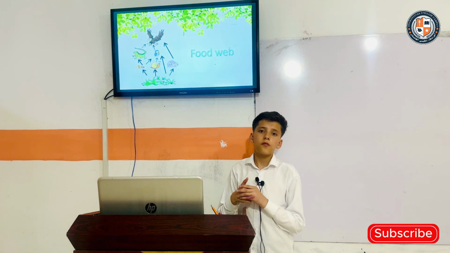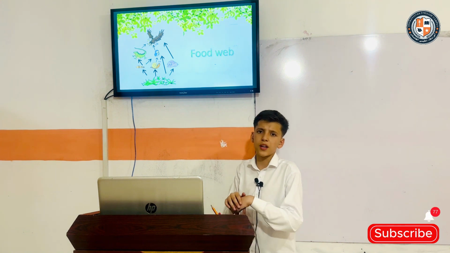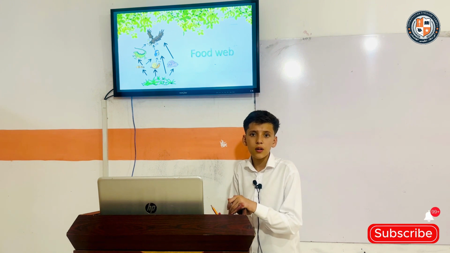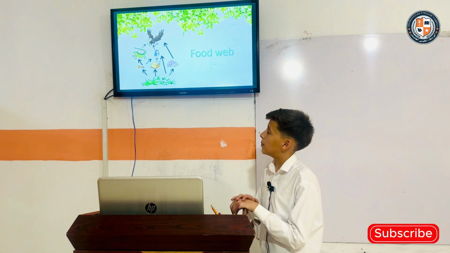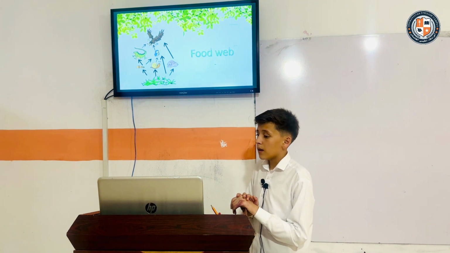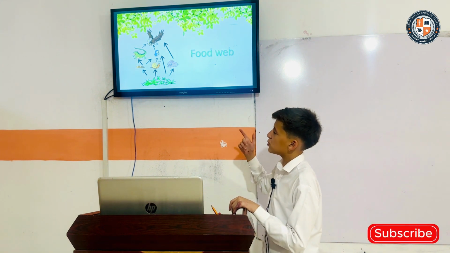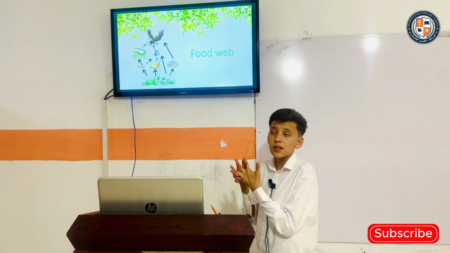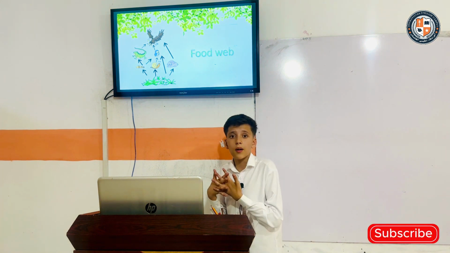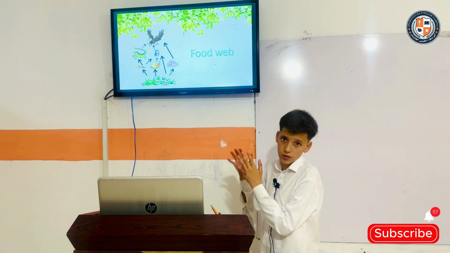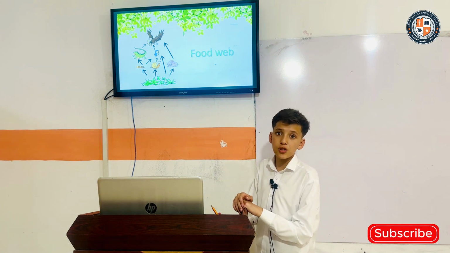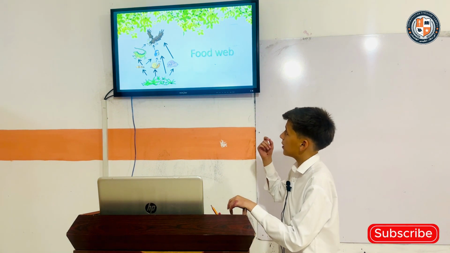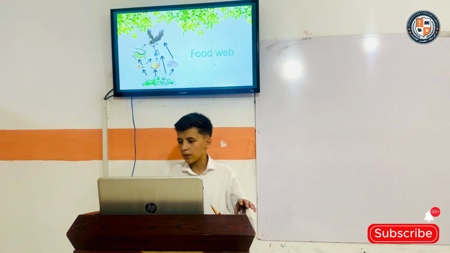What is a food web? A food web is quite similar to a food chain. The only difference is it's literally a combination of many food chains. A food web is pretty useful when you have many food chains. So you can just arrange them together and form a food web, which illustrates your point, and it's pretty useful.